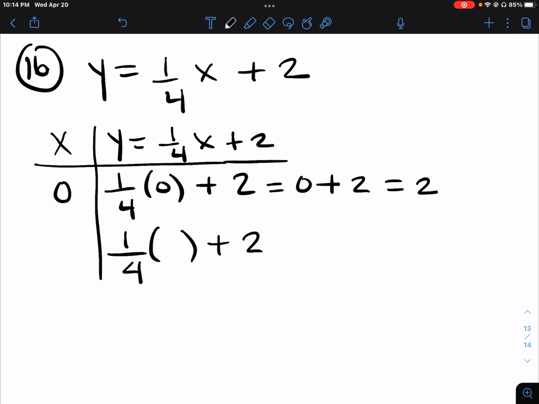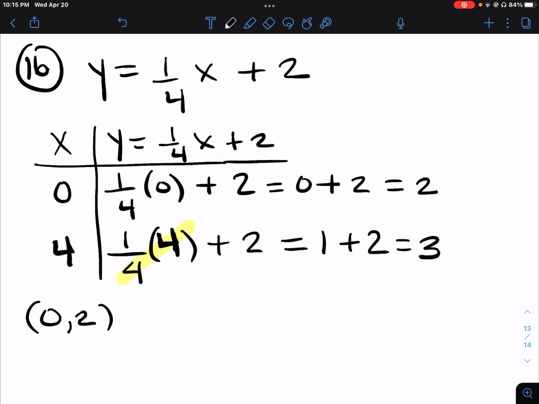1 would not be an easy number, but if you plug in the denominator for x, let's see what happens. What do these 4's do? Cancel out. So if you plug in 4 for x, that will make those 4's cancel, so we just get 1 plus 2 is 3. Okay, so we have 2 points.